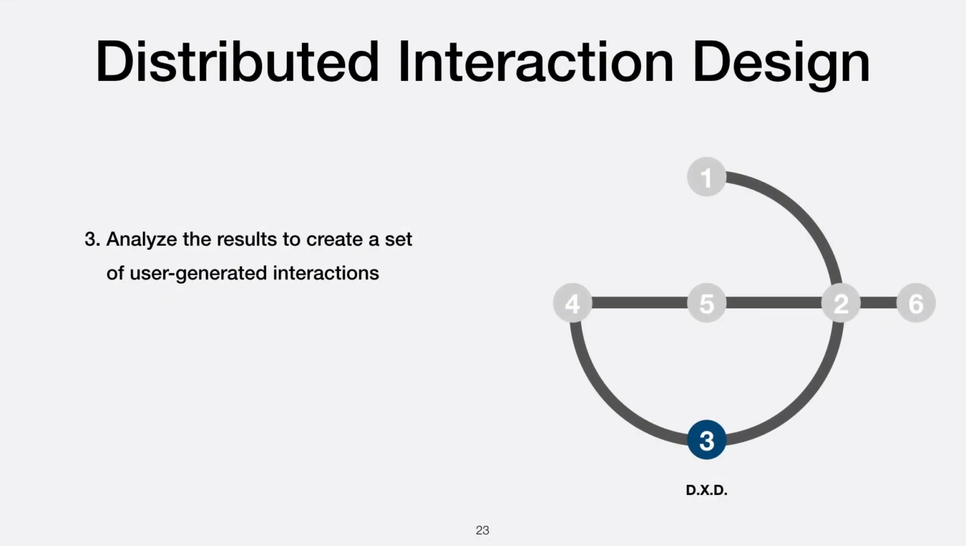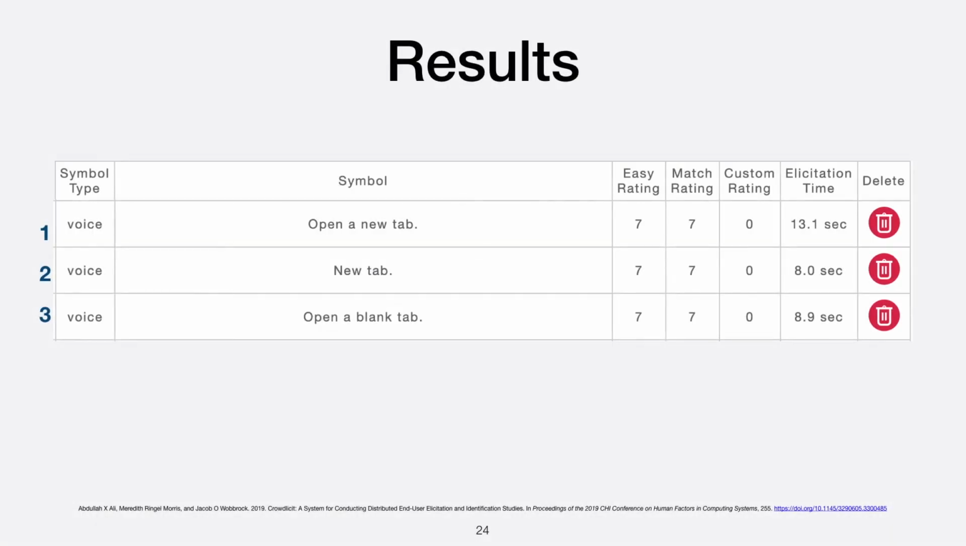And so if we go back and wear our researcher hat, we would analyze these results to create sets of user-generated interactions. This is an example of the results we got. For open new tab, we got these 3 different examples. I'm cutting off the screen here to protect the anonymity of the participants. But we got essentially 3 different voice commands. One is open a new tab, new tab, and open a blank tab. We would analyze it by putting proposal 1 and 2, open a new tab and new tab, in the same group because they are the most similar, and open a blank tab is not very similar to them.